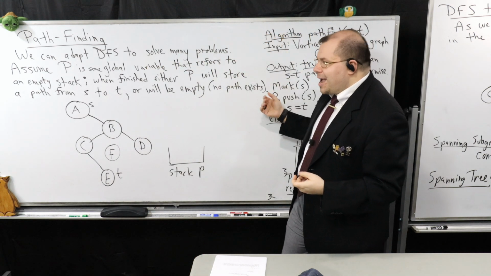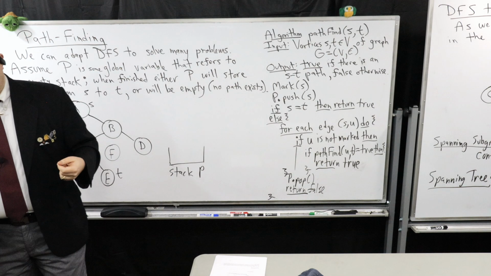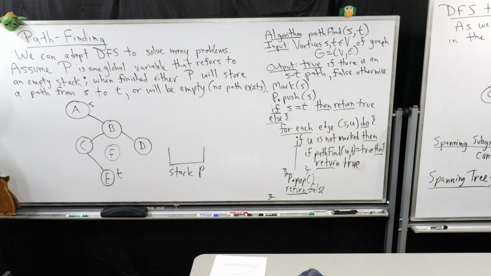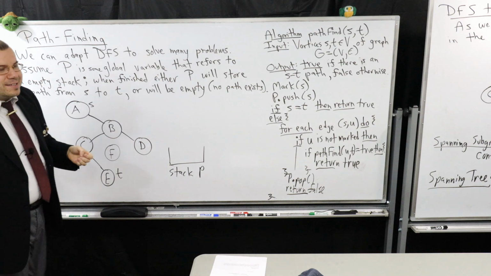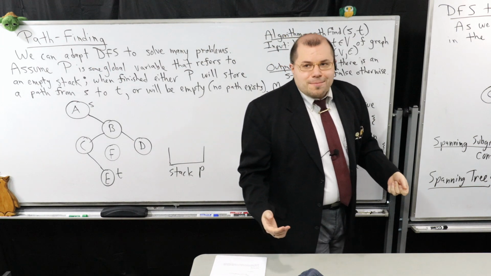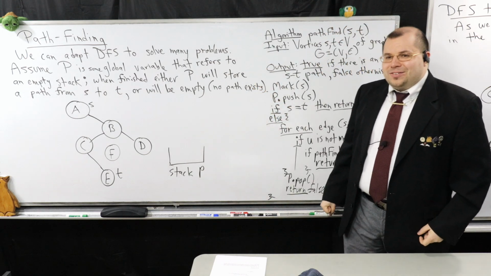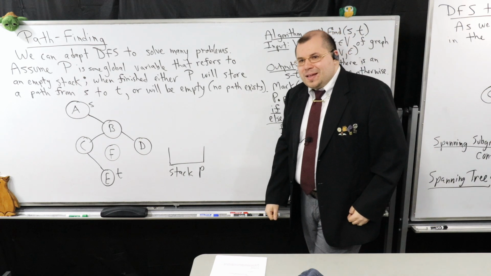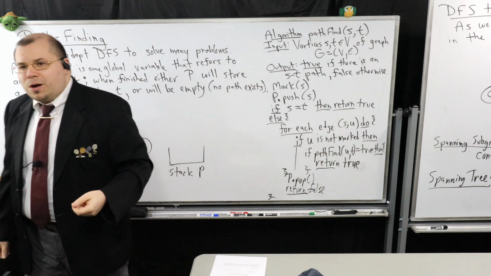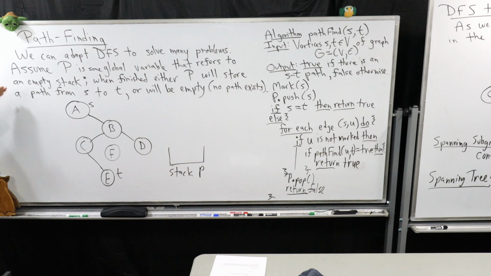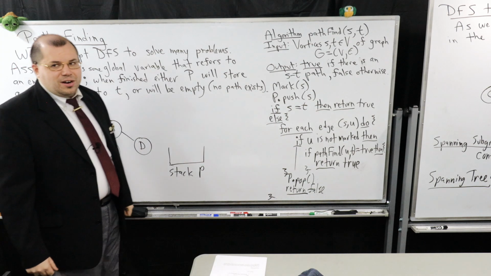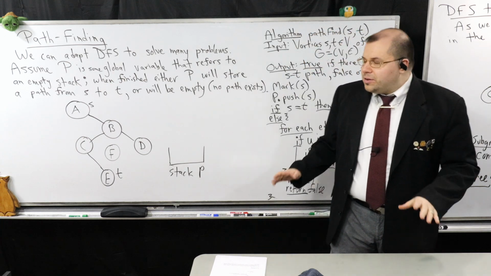The first application I promised I was going to talk to you about is pathfinding. Like I said, we can adapt DFS to solve many problems. I'm going to assume that there's some global variable called P. It's just going to be an empty stack. If you want to think about it from an OO standpoint, P would simply be an instance variable in your class. There are several ways you can set this up; this is just one way. I'm going to presume that the stack is empty when I start us off.